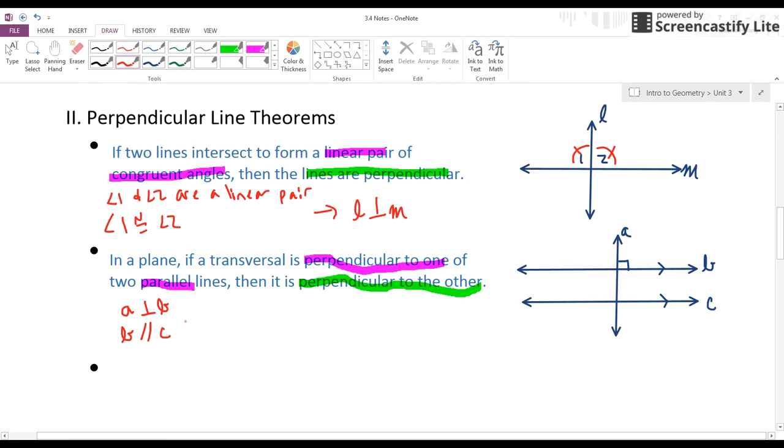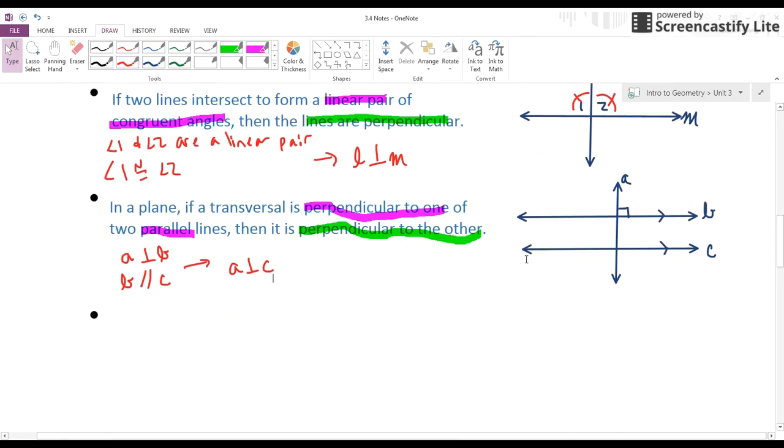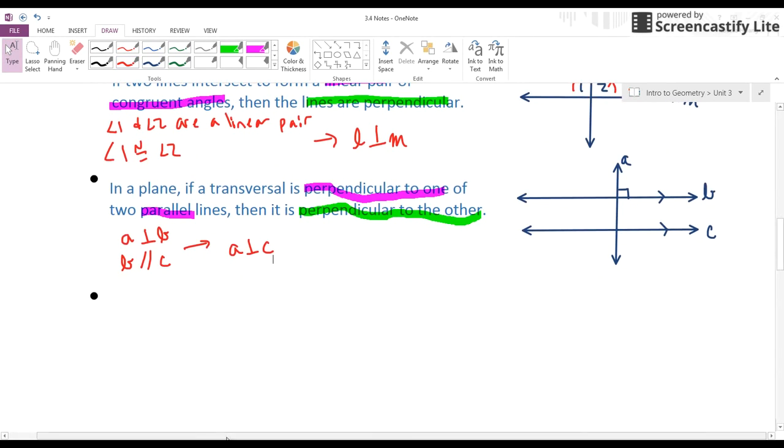So if we have that information, then we can go ahead and say A should also be perpendicular to C. And that's a super easy one to look at because you can use your corresponding angles postulate, right? If this is a right angle right here, then down here it's also a right angle, and by definition, we've got perpendicular. So super easy to prove. Okay, one more, and we'll do one example.